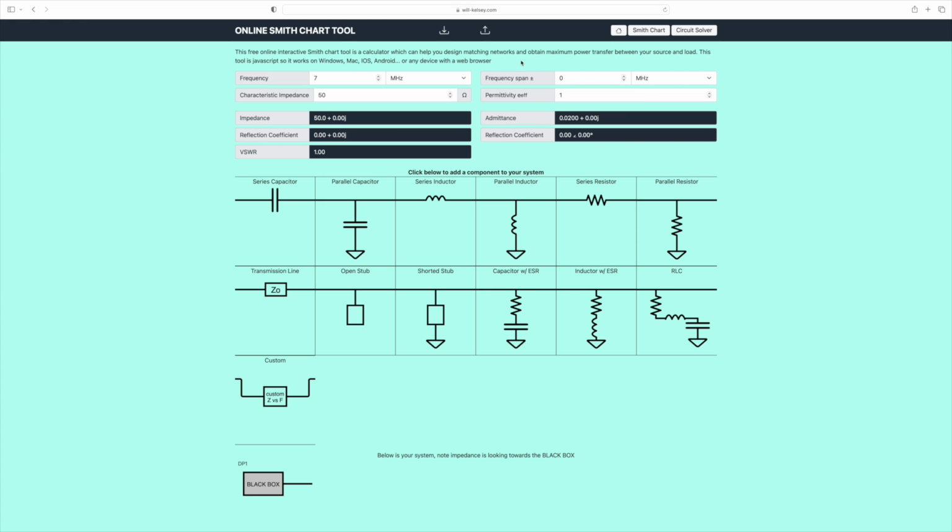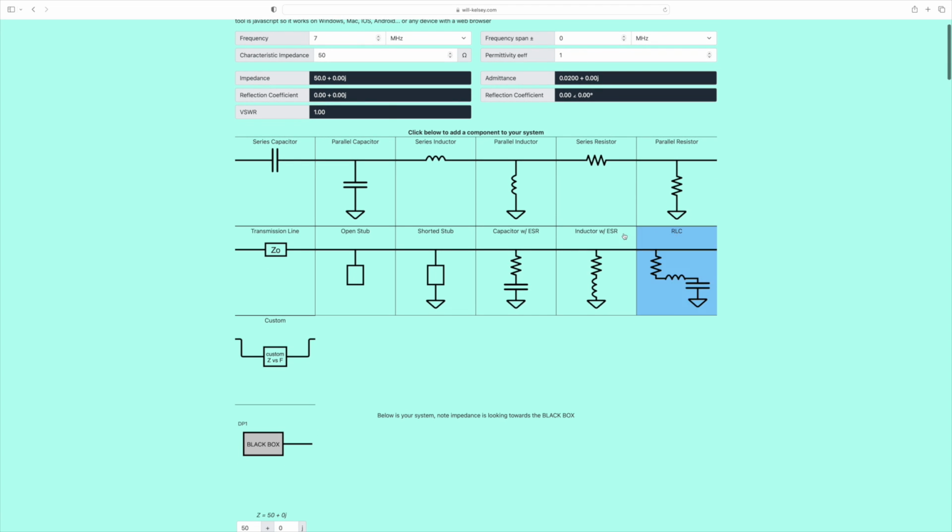Essentially, you put in the frequency that you're working at here. We've gone for 7 megahertz once again, and the characteristic impedance, which in our case is 50 ohms. You will then see down here a whole bunch of different components. We're only going to be concerned with the first 4.